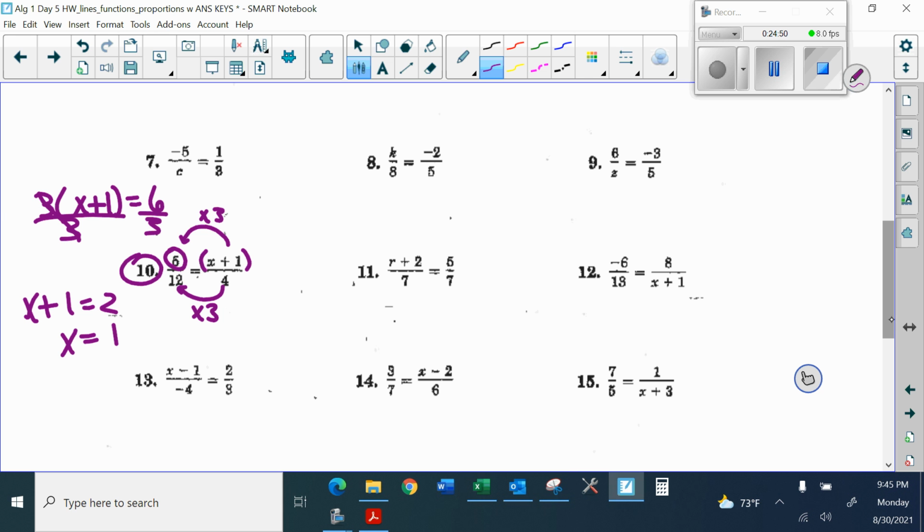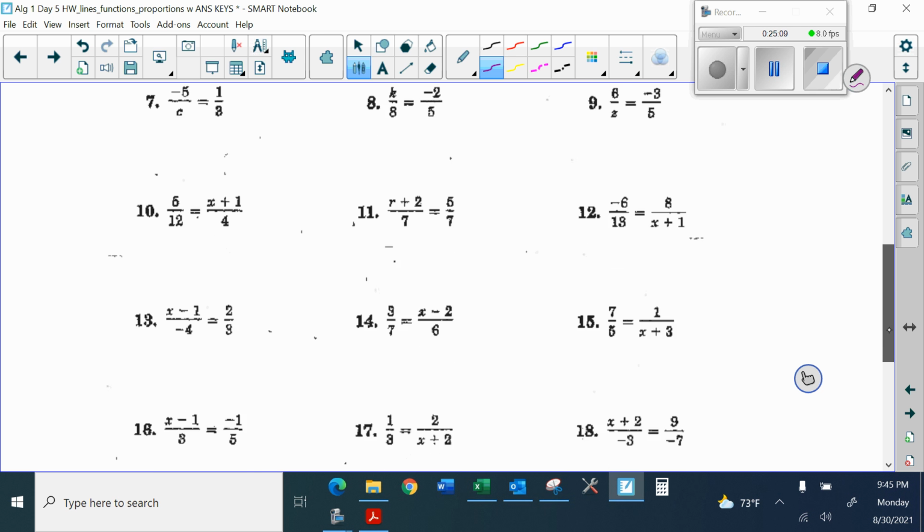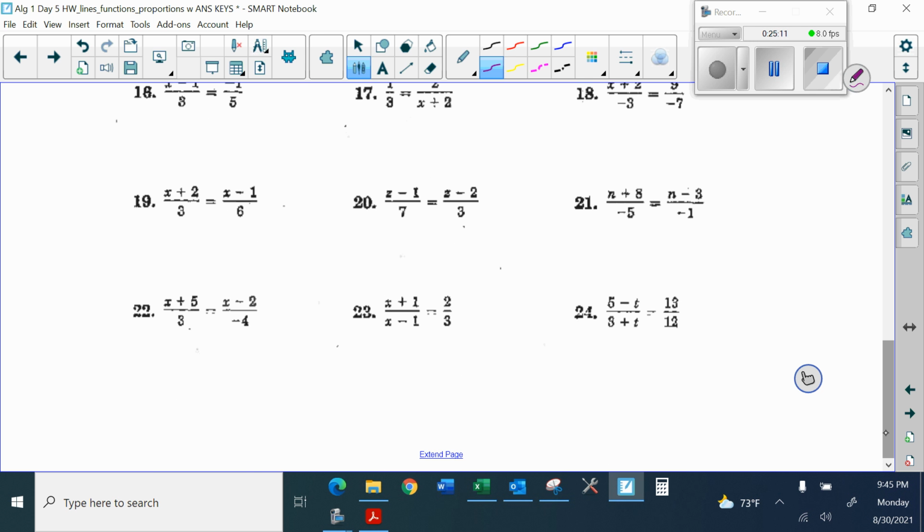Okay, and of course I could always test my answer by plugging back into there. What is 1 plus 1? 2. What's 2 divided by 4? 1/2. What is 6 divided by 12? 1/2. So they're equal. Remember, you can always plug. That's the nice thing about equations. You can always plug your answer back in to test if it works. Okay, let's go down here and do one last one down here.